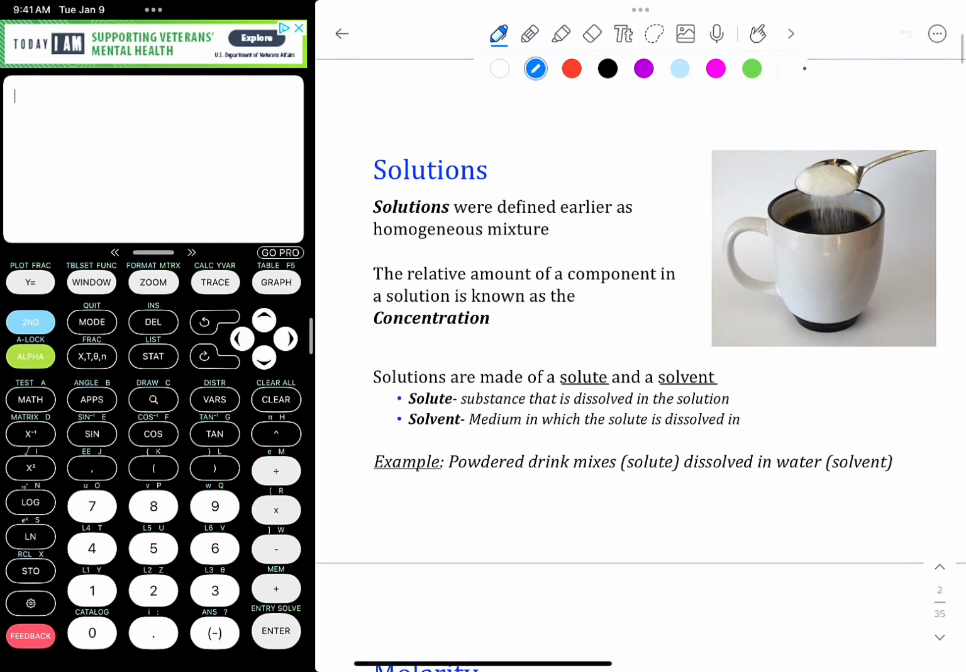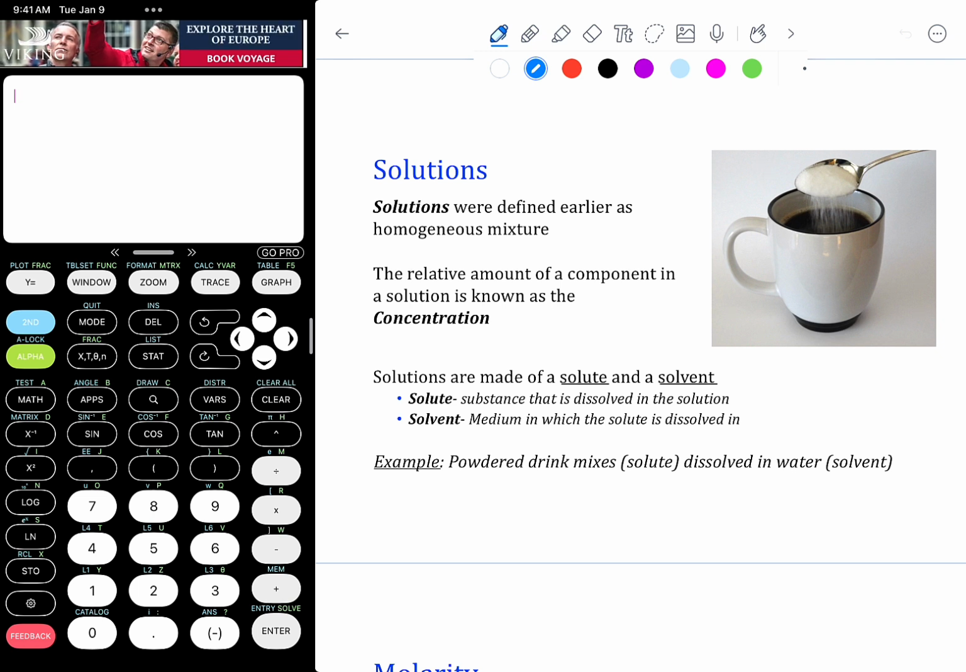So we've talked about solutions in the past, and we stated that solutions were defined as homogeneous mixtures. The relative amount of a component in the solution is known as the concentration. Solutions are made up of solutes and a solvent. A solute is the substance that is dissolved in the solvent. The solvent is the medium in which the solute is dissolved.